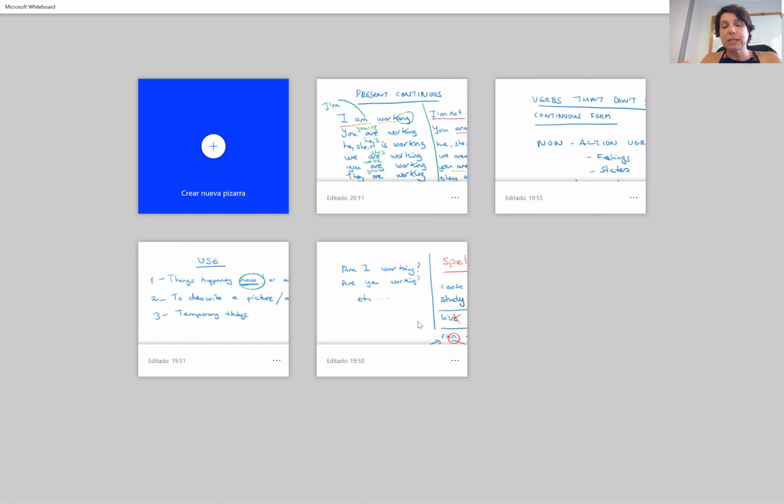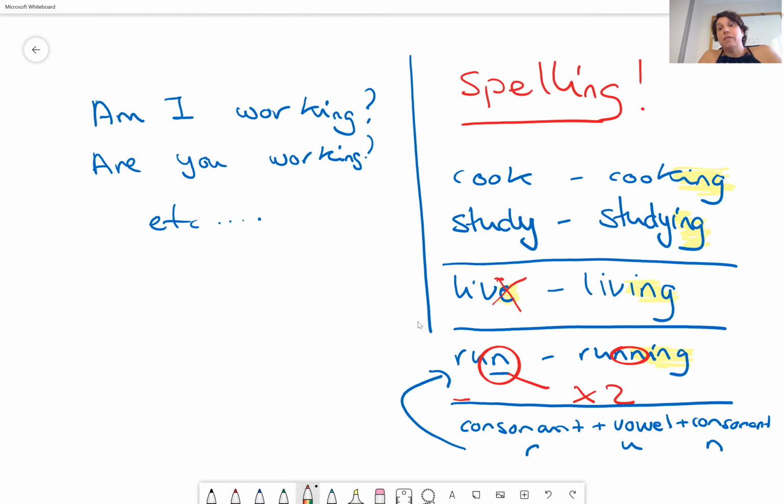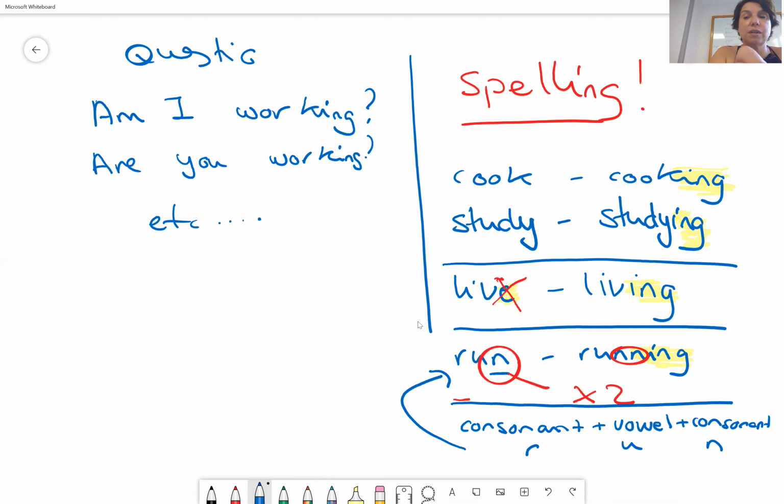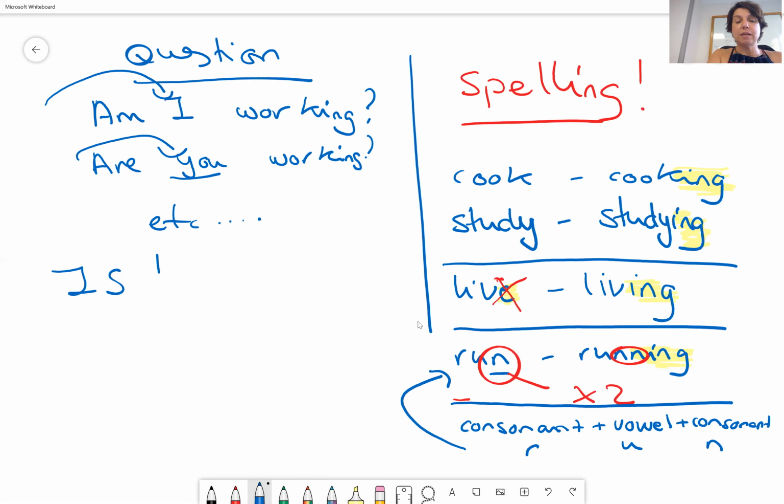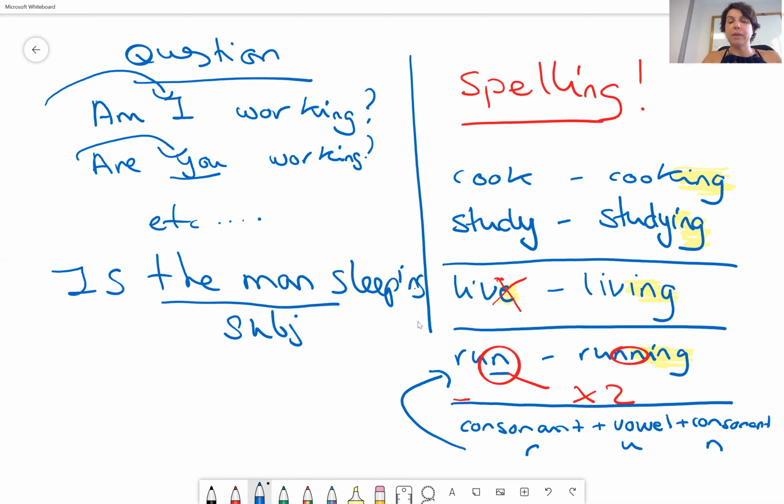Right, so we've done the present continuous. Obviously, I didn't write the question form, but this is the question form, okay? I didn't write that up. So the question form is, am I working? We just put the subject in the middle there, no? So for example, is the man sleeping? We put the subject in the middle, and that makes it the question. Is the man sleeping? And you do that with all the verbs.